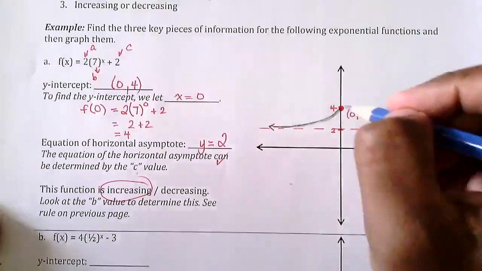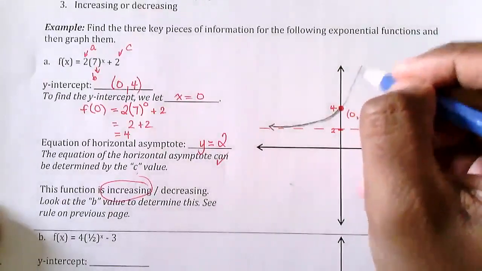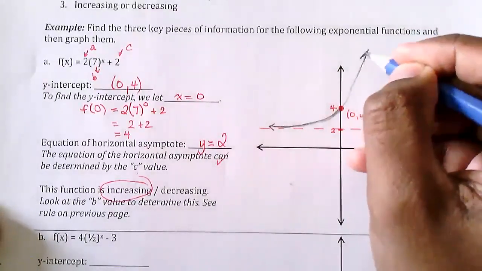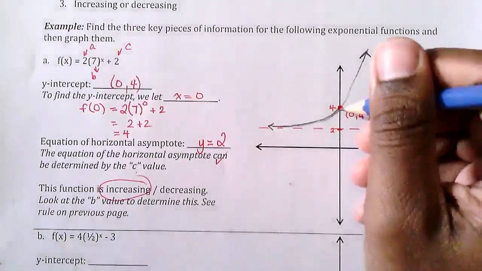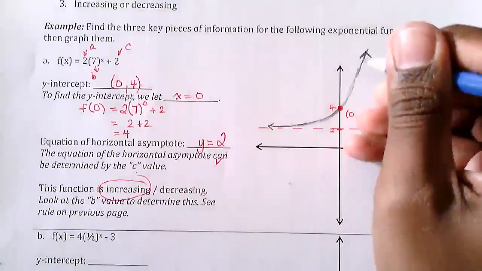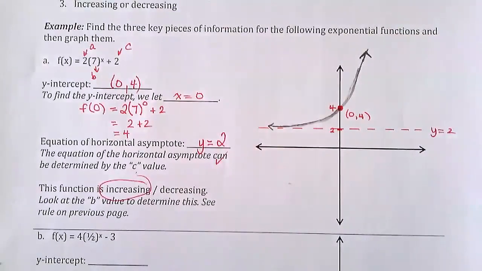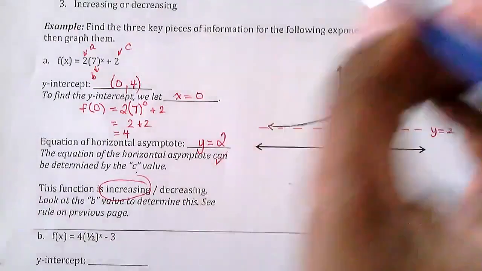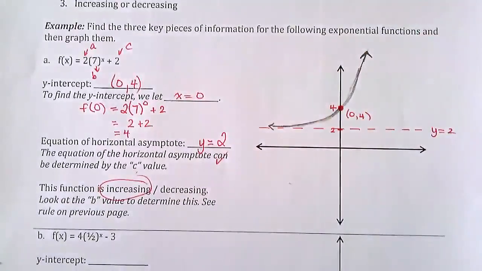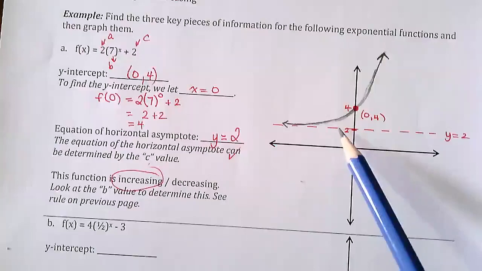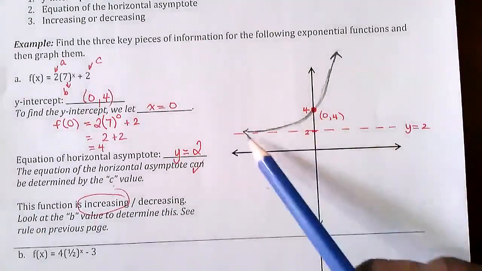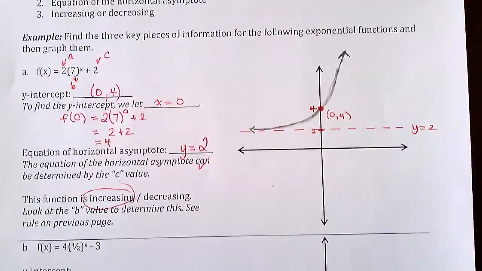And then on the other side of the exponential function, it just shoots up extremely rapidly. And that's our estimate for this exponential function. Again, we didn't have multiple points to go off of. It's not the most accurate graph, but it's a pretty good representation because we know exactly where the horizontal asymptote is, we know exactly where the y-intercept is, and we know that it's increasing.